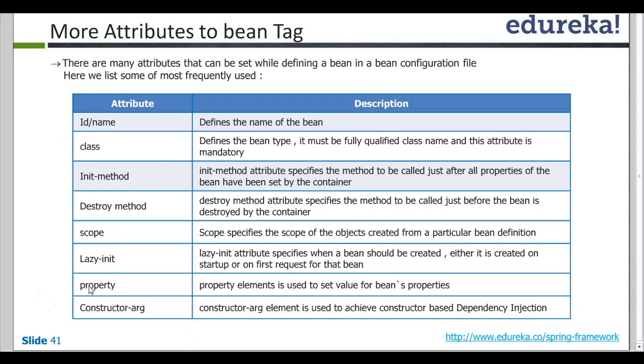Property we have seen, it is to set or give the value to the property. That means I have a data member. For that member, if I want to provide some value, I have to use the property element. Constructor arg. There are two ways using which we can inject other beans or inject values. We will see in the next slide. One is setter injection and the other is constructor injection. So far, without knowing it, we have followed setter injection. How? We had set first name, last name values using setter methods only, right?